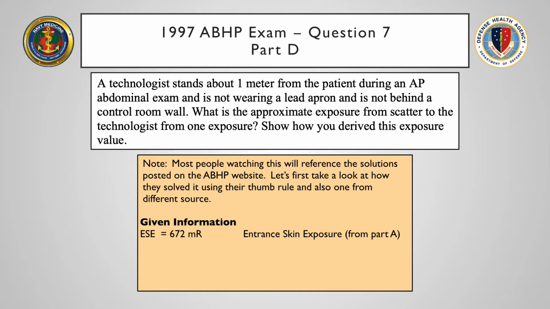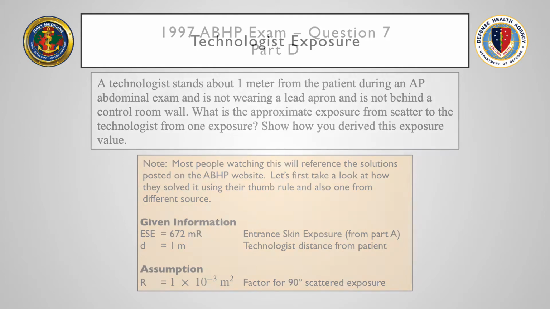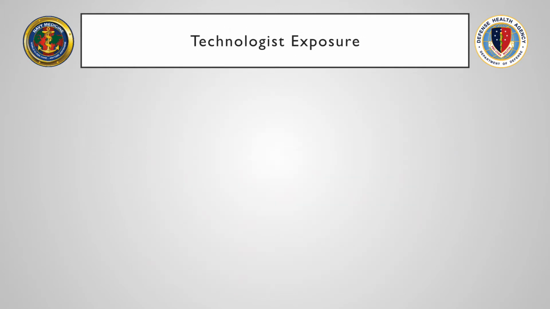The technologist distance is 1 meter, and from the ABHP solutions, they use a scattered exposure at 90 degrees factor, an R factor, of 1 times 10 to the minus 3 meters squared. Now, what happens when these X-rays enter the body?